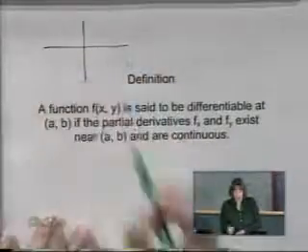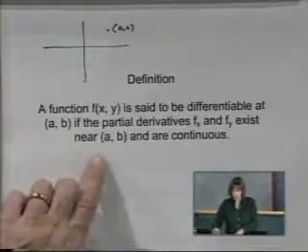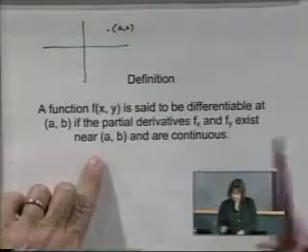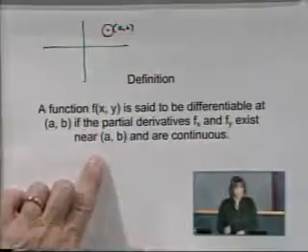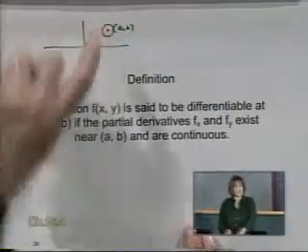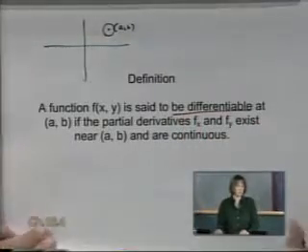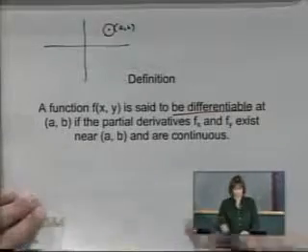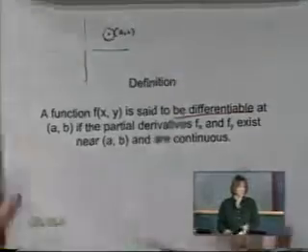So notice this f of x, y here is a function of 2 variables. Your (a, b) is some point here. When I say near (a, b), just put a little disk around (a, b). If your partials exist in that little disk and are continuous, we say the function's differentiable at that point. And we're not going to do a whole lot of theory, but that's what we'll use later on when we read a theorem and they say that f is differentiable at some point. We'll say, oh yeah, the partials exist and they're continuous.